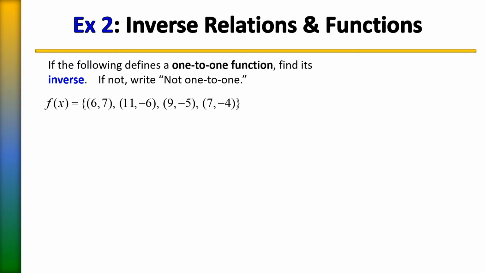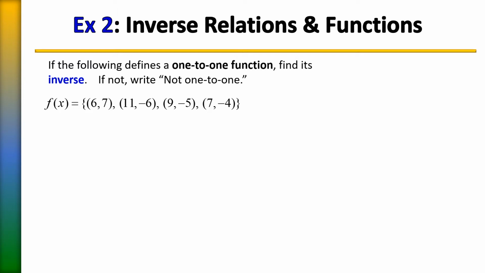So we have a 7, we have a -6, we have a -5, and lastly we have a -4. Notice none of those y values repeated themselves, so therefore, yes, it is a one-to-one function. And if a function is one-to-one, it will have an inverse.